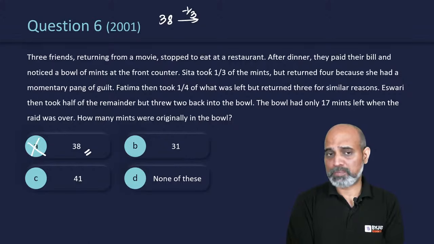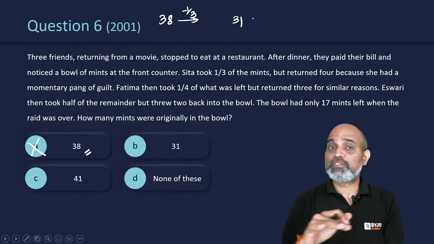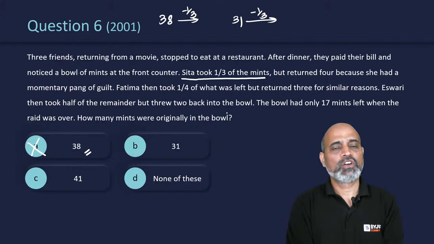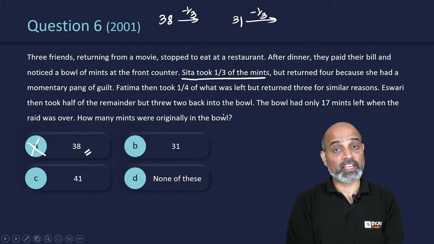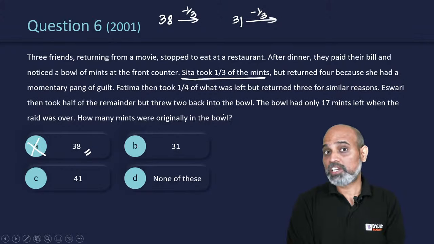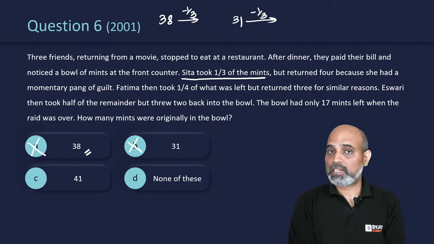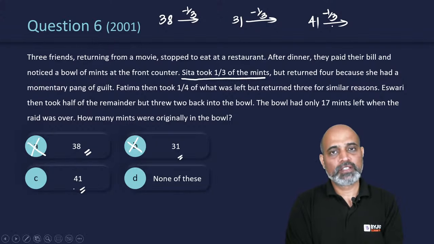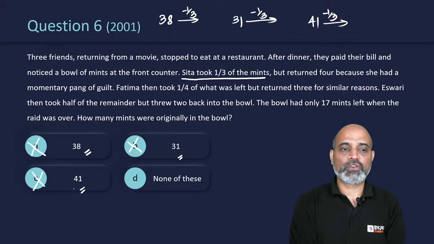Let's take the next option B, 31. Suppose there were 31 mints in the bowl initially, and then Sita went and she took 1/3 of the mints. So 31 का 1/3 Sita takes. 1/3 of 31 क्या होगा? It's again in point. You can do 1/3 of 30 or 33. 31 या 32 का 1/3 तो होता नहीं. So B also can't be your answer. Let's check the next option, C. 41. 41 total mints are there in the bowl, let's say. Sita is going to take 1/3 of it. 41 का 1/3 तो होता नहीं है, 42 का होता है. So 41 also can't be your answer.